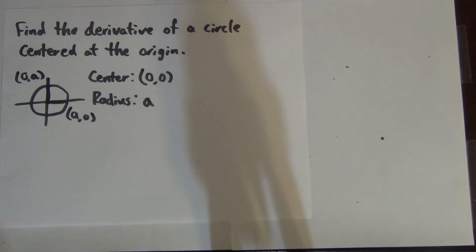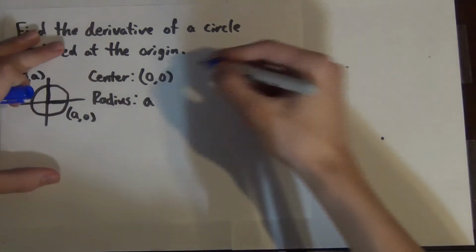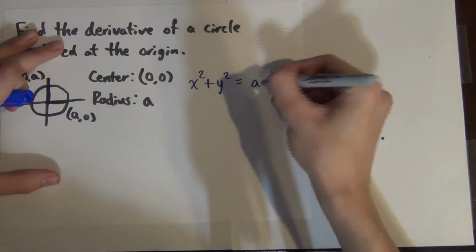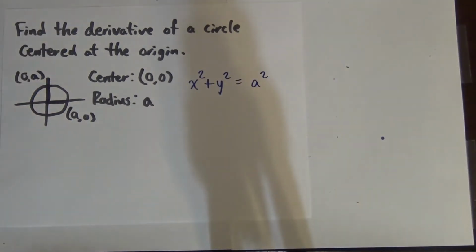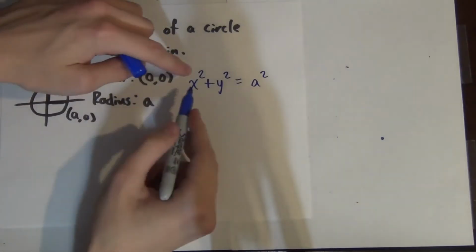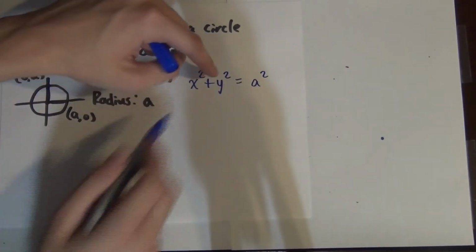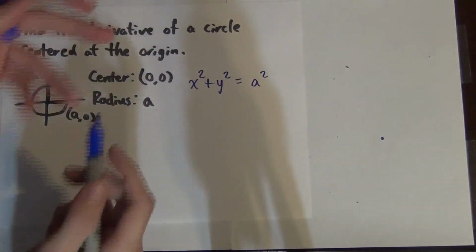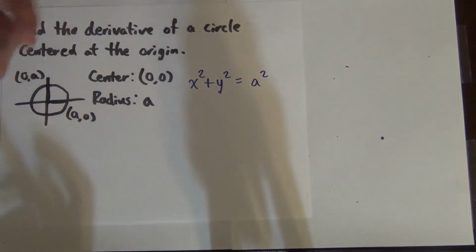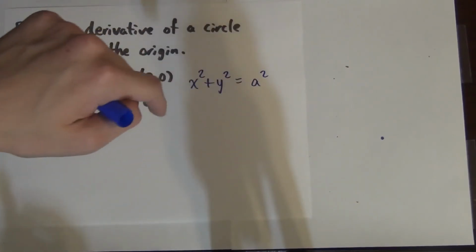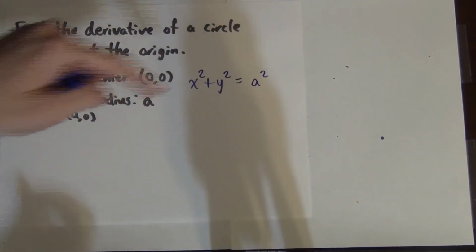So the equation of a circle, in general, is given by the expression x squared plus y squared equals the radius squared. These would be x minus whatever the x coordinate of your center is, y minus whatever the y coordinate of your center is, but in both cases it's 0 and it doesn't matter. They cancel out to be x squared plus y squared equals a squared. Please review conic sections if you don't know that.